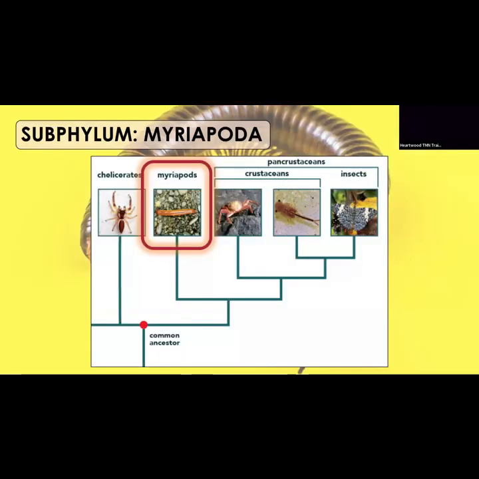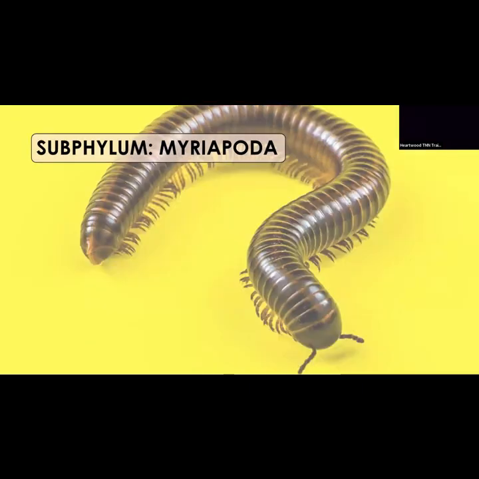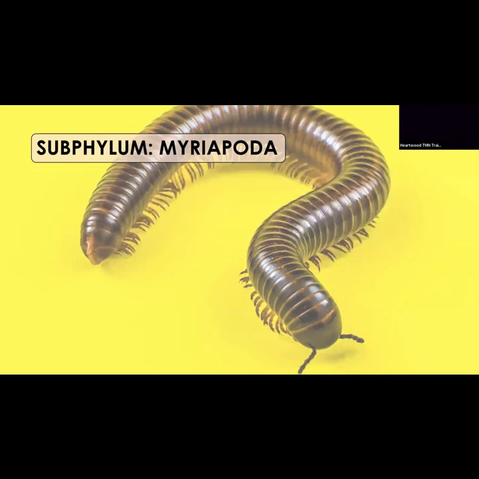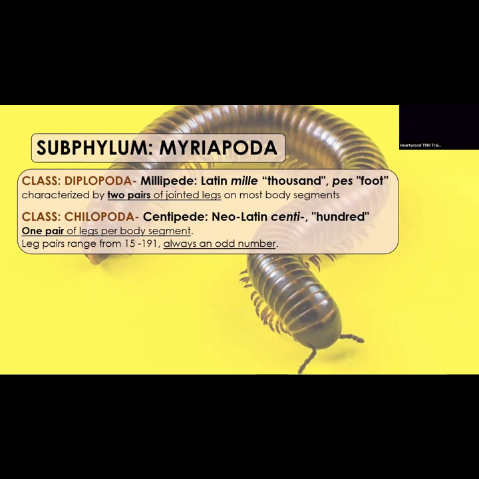So myriapods are the next one: millipedes and centipedes. These are pretty straightforward. I really appreciate the names. Millipede is Latin for million or 1,000 foot, and centipede means 100 foot. Basically, it's just how many legs does it appear to have? Does it appear to have a ton? It's probably a millipede. Look at how many legs there are. Does it look to just have a lot? Then it's probably a centipede.